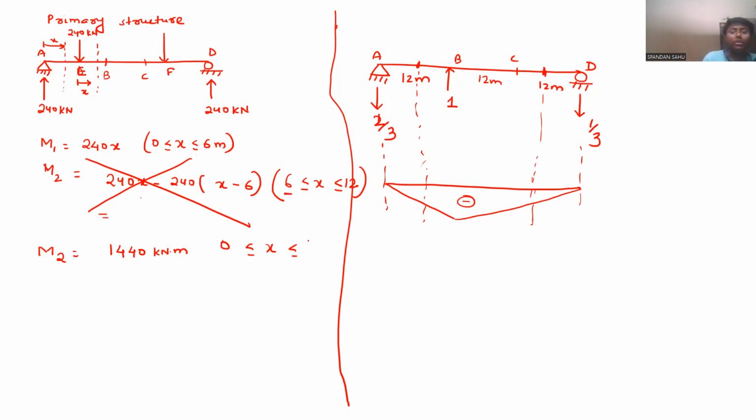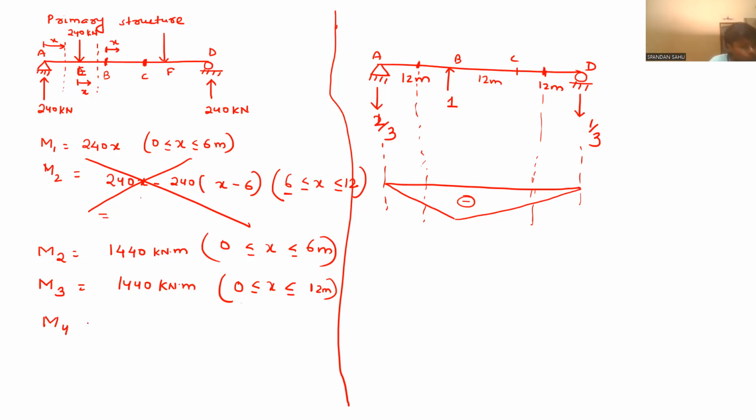Correct? Now, M2 will be 1440 kilonewton meter, and this will vary from 0 to 6 meter. Now M3 will also be 1440 kilonewton meter. For M3, I am taking x from this side, and x will vary from 0 to 12 meter. You got it? From point B to point C, I am taking this M3 as 1440 kilonewton meter.